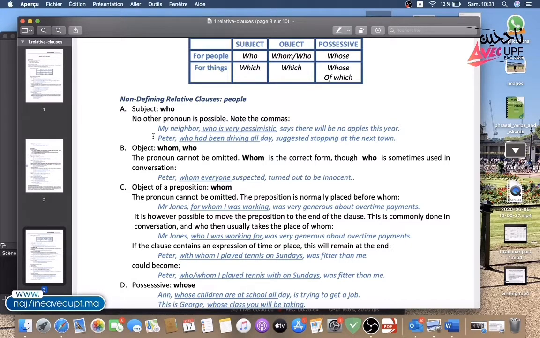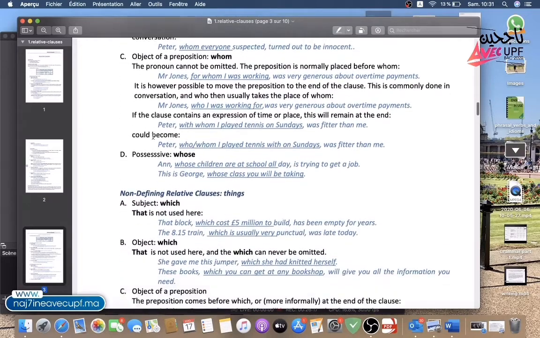My neighbor, who is very pessimistic, says there will be no apples this year. Or: Peter, who had been driving all day, suggested stopping or to stop. And suggested is a word coming with a verb plus ing. Suggested stopping at the next town. Et ainsi de suite.